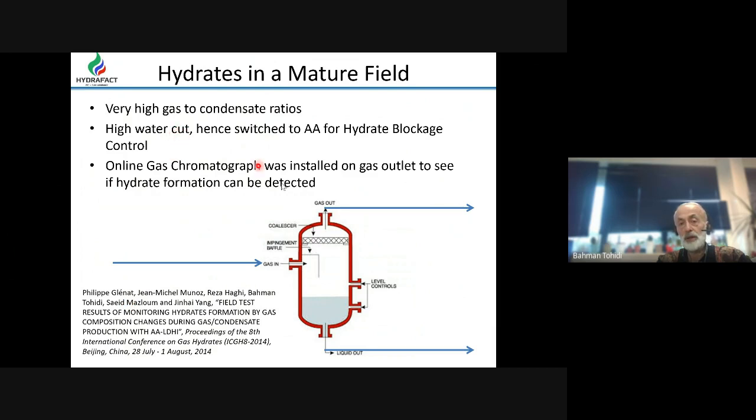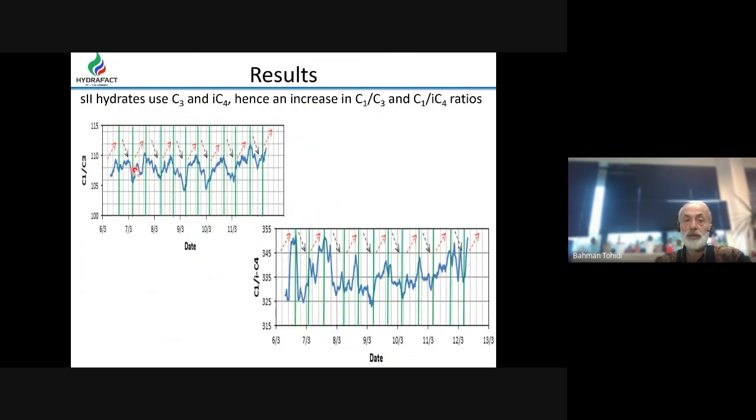Total has a reservoir in the mainland of France, and the water increased, and they couldn't cope with the amount of water and the amount of methanol they needed. So they decided to use anti-agglomerant and then use an online gas chromatography to monitor the composition. They came back to us with this figure.